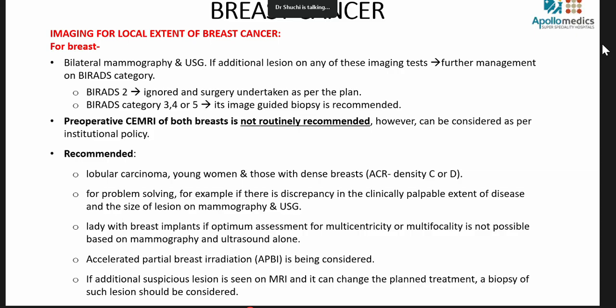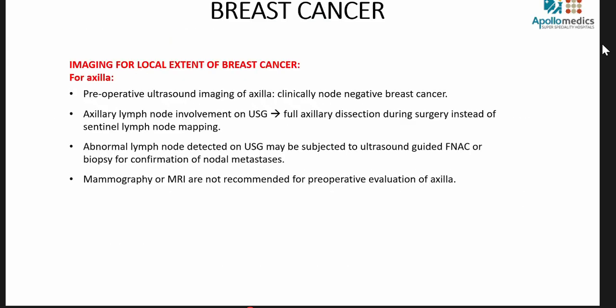Preoperative contrast enhanced MRI of both breasts is not routinely recommended. However, it can be considered as per institutional policy. It is recommended in females with lobular carcinoma on histopathology, young women, or with dense breasts. It can be problem solving, especially if there is a discrepancy between the clinically palpable extent and the size you're getting on mammography or ultrasound. Or ladies with breast implants, or if you are considering accelerated partial breast irradiation. If on MRI you get an additional suspicious lesion, it can change the treatment plan and a biopsy of such a lesion should be considered.